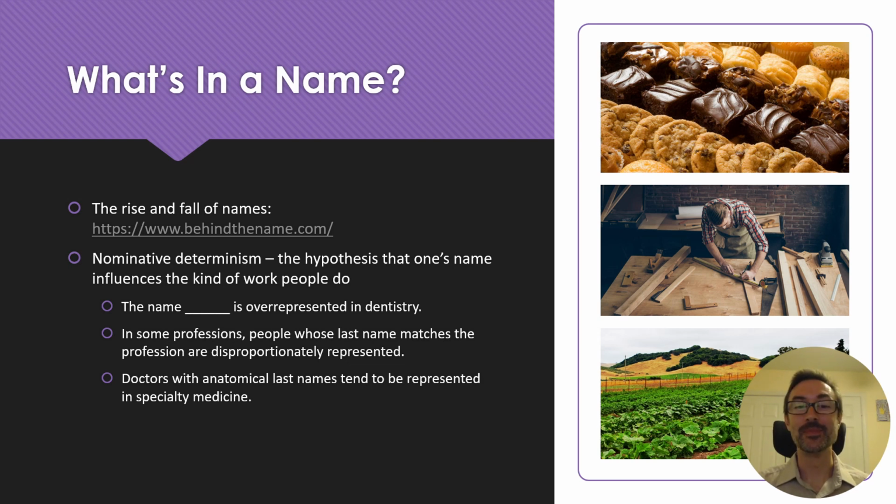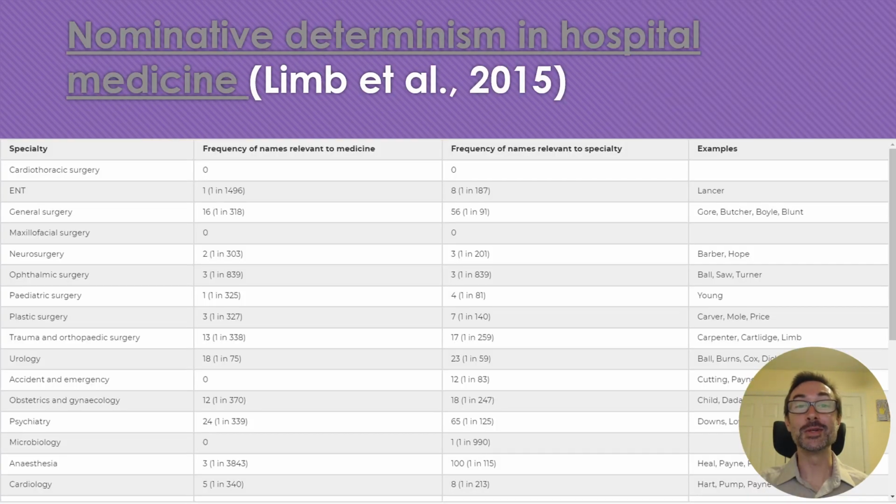Yes, there are far more Dennis dentists than we would expect if all the Dennises chose professions at random. And there are more doctors with anatomical last names related to their specialties than random chance would suggest. Here are the results of a study on nominative determinism in hospital medicine by, wait for it, Lim et al., like a limb, right? And the other authors, there's like 4 of them, all of their last names were Lim. So they apparently also have a great sense of humor.